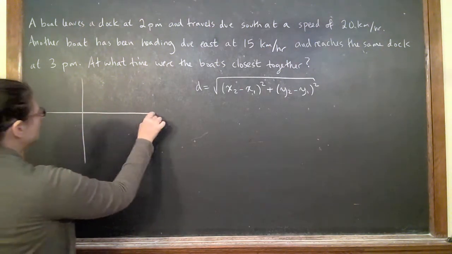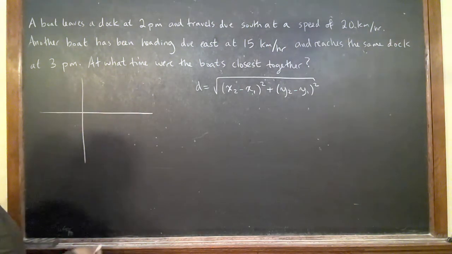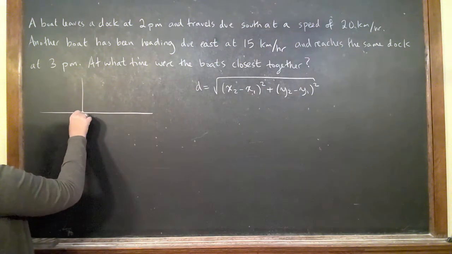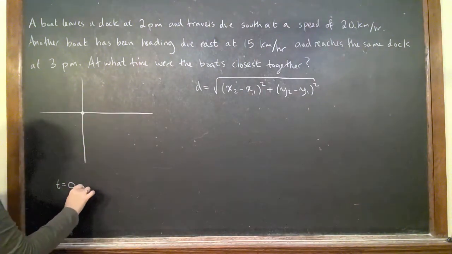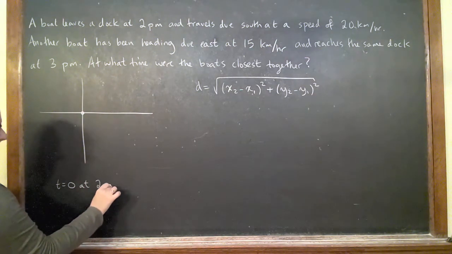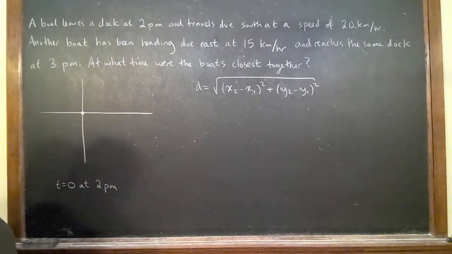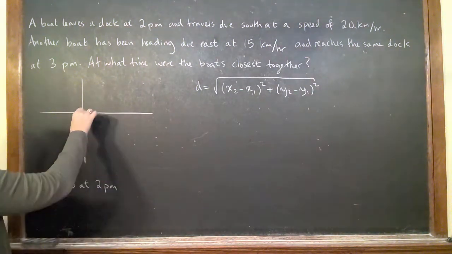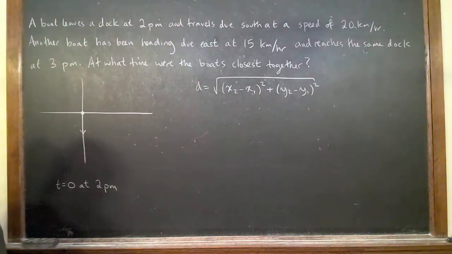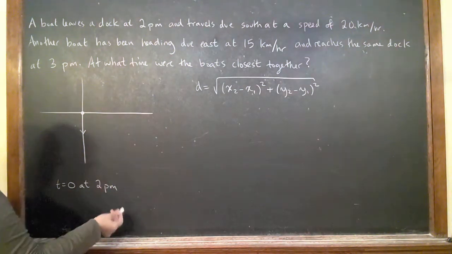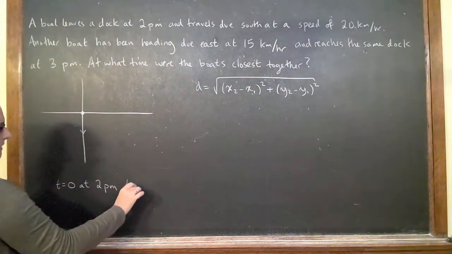I'm going to put a coordinate plane, and this is my dock, right? And I'm going to start t equals 0 at 2 p.m. So my first boat leaves this dock and moves south, right, at a rate of 20 kilometers an hour. Okay, t equals 0 at 2 p.m. And I'm going to use t in hours.